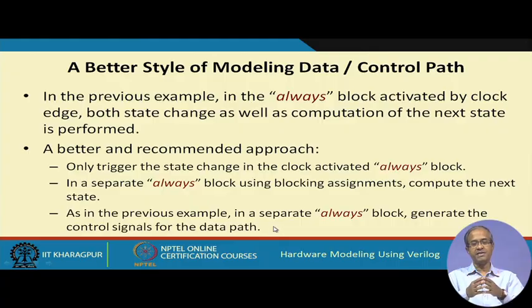In this lecture we shall be taking another example, namely that of computing the GCD, greatest common divisor, of two numbers. We shall first follow the previous approach that we used in the last example. Then we shall see how this newly proposed method can be incorporated through a design modification.